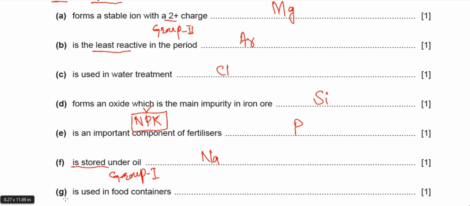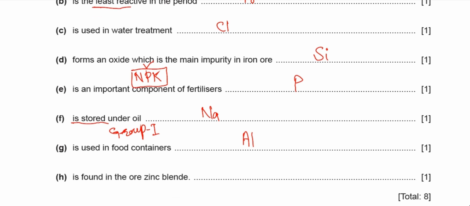Part G: used in food containers. From the uses of aluminium, you remember that aluminium is the element used for making food containers, due to its protective layer which prevents further reaction. Part H: used in the ore zinc blende. The formula for zinc blende is ZnS, so the element from period 3 is sulfur, and I'm going to write S.